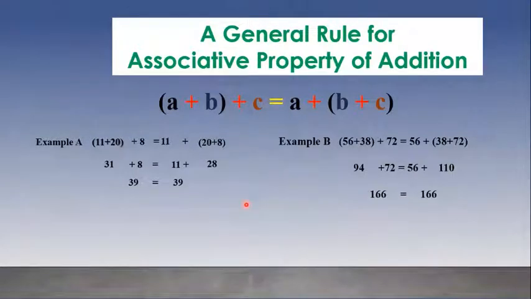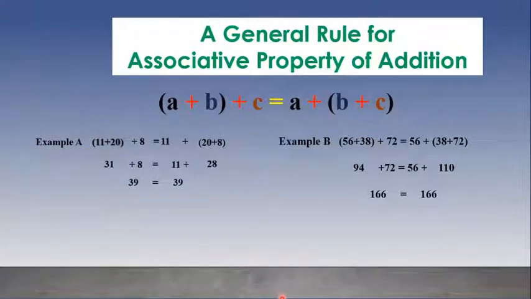A general rule for associative property of addition is parentheses A plus B plus C is equal to A plus parentheses B plus C. What this means, boys and girls, is that you can replace those letters with numbers, and it does not matter how you group those numbers, you will get the same sum. You will get the same answer. Let's look at an example. Let's look at example A first.